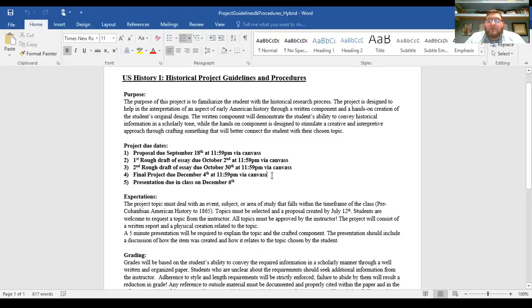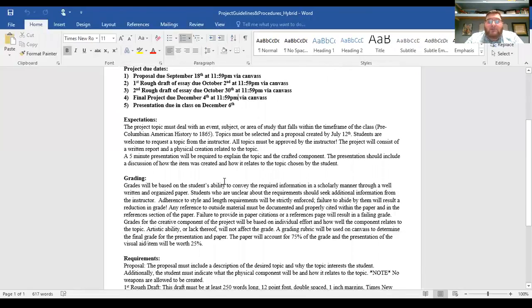Then the final project, everything is due via Canvas. Final project is going to be due on December 4th. And then we're going to do presentations, very short presentations, on the 6th in class at our meeting. The expectations of the project, you can read those here. They do need to be approved by me.